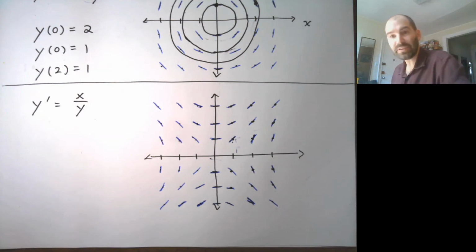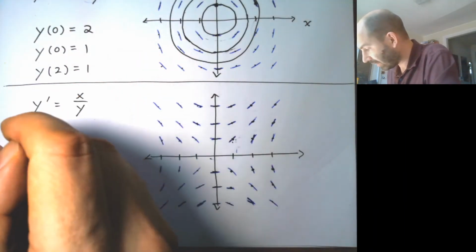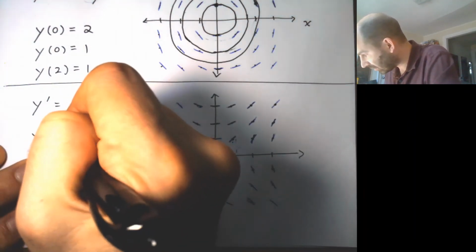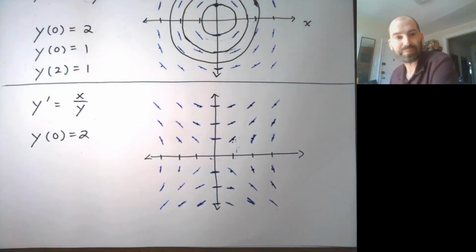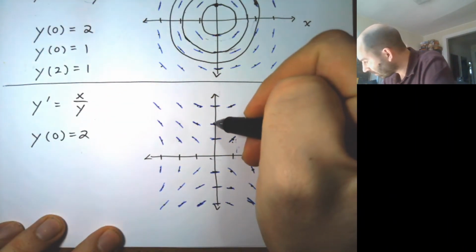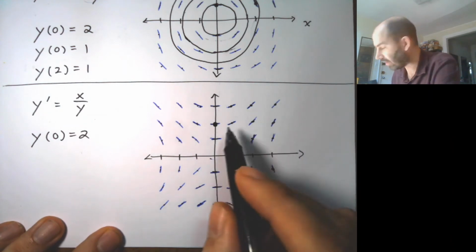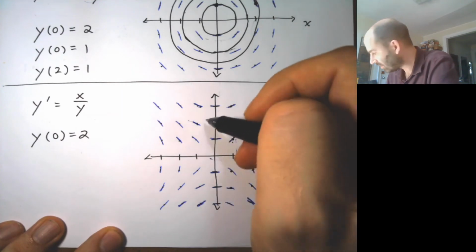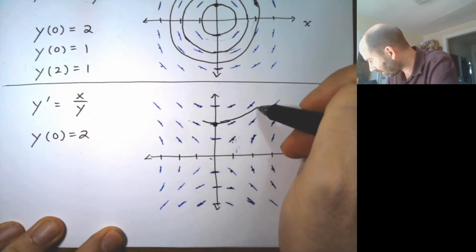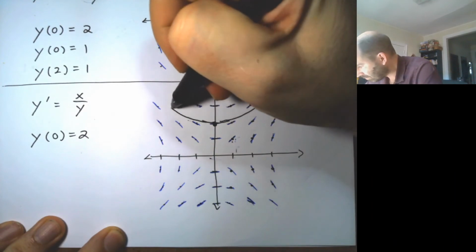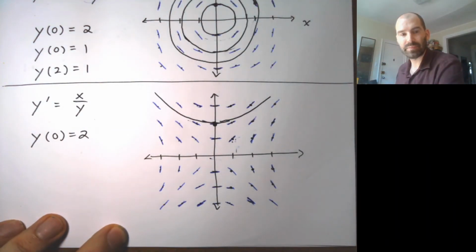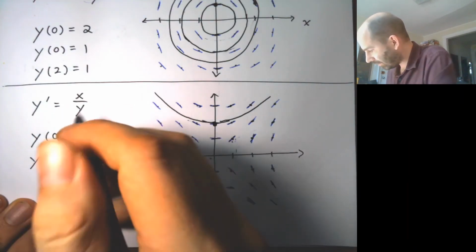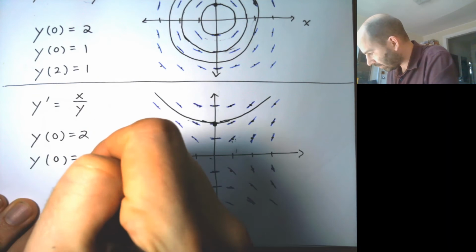Okay, now let me specify some conditions. Suppose I was looking at this differential equation and I wanted the solution that satisfied y of 0 equals 2 again. Well, if y of 0 equals 2, I'm starting here. Now let's draw the curve that uses these line segments as its tangent lines. Well, it looks like it's going to go something like this. And what about that other initial condition? Well, let's go ahead and do the same ones. y of 0 equals 1.